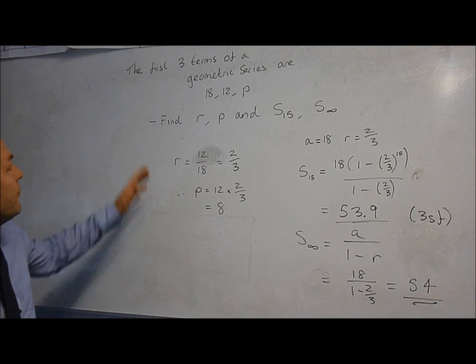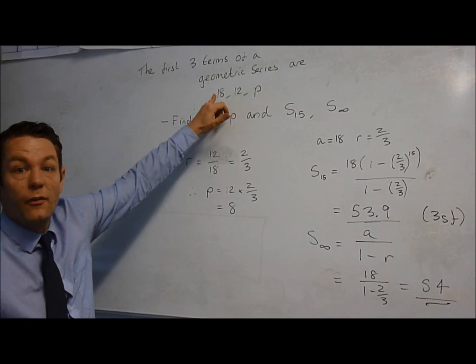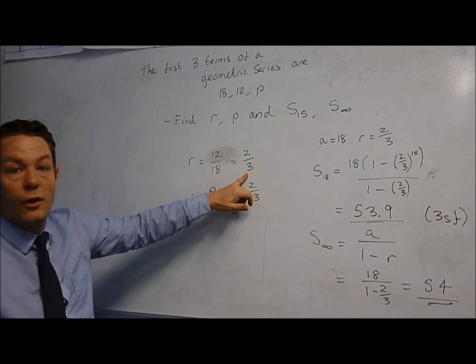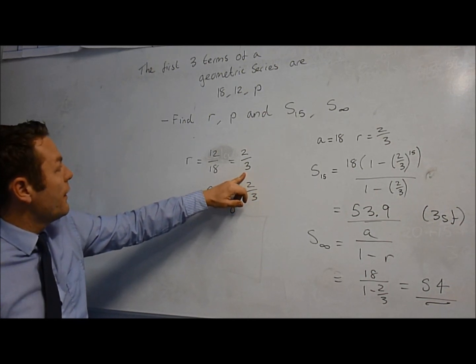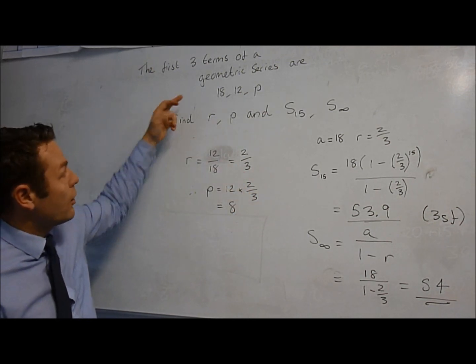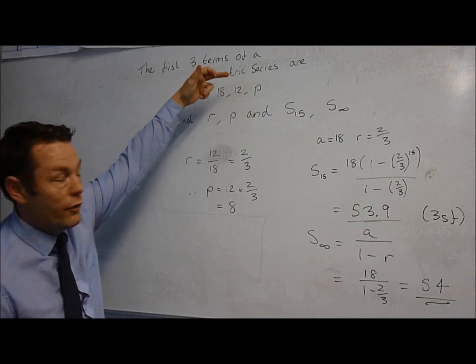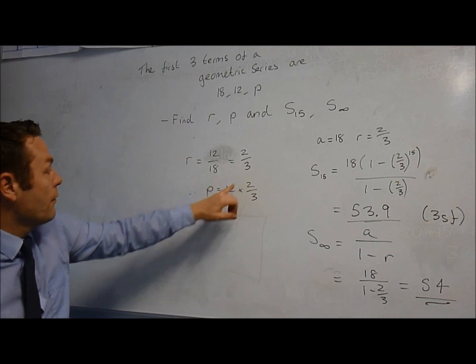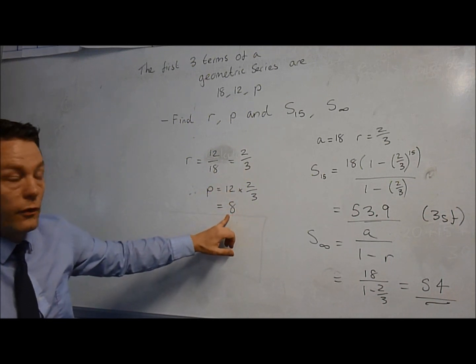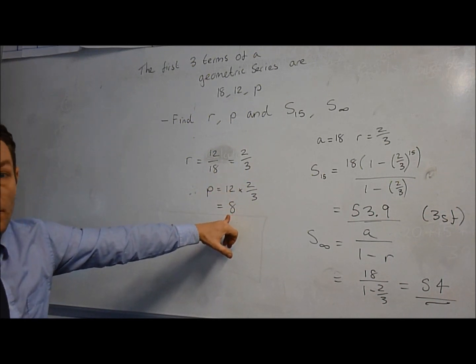Now dead easy, to get R, second term divided by first term, 2/3. Yeah, leave it as a fraction, makes it easier to use. Then to get P, well, because that common ratio takes me from one term to the next, I can take my 12 and multiply it by the R I've just found. So 12 times 2/3 gives me the value of 8 for P.